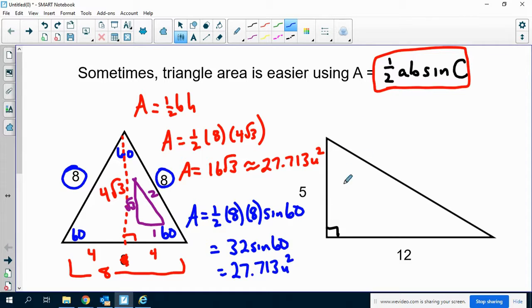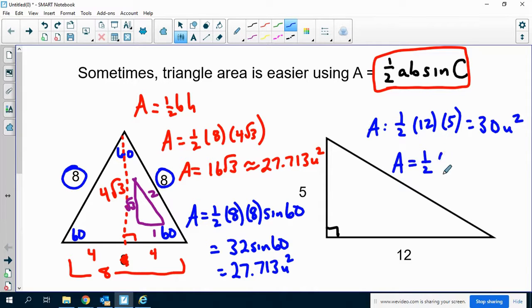In this problem, I would just do 1/2 times base times height, which is 12 times 5, because I had a right triangle. So the area in the problem on the right is 30 units squared. If I use this formula also for area, I'd get the same thing. 1/2 times 12 times 5 times the sine of 90.